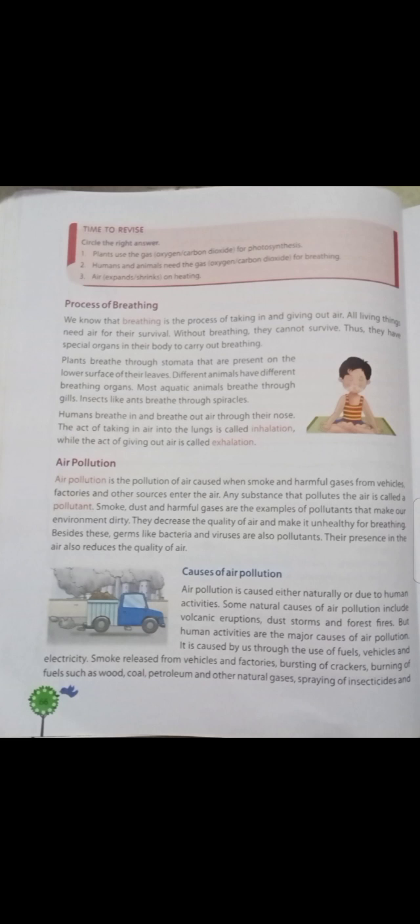What is given here? Time to revise. For photosynthesis, plants use the gas carbon dioxide. Number 2, humans and animals need the gas oxygen or carbon dioxide for breathing. Humans and animals need the gas oxygen for breathing. Air expands or shrinks on heating. So air expands on heating.